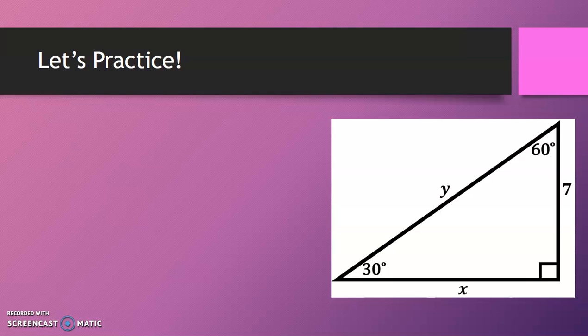So for this first one here, you can see where the 30 degrees are and where the 60 degrees is and where the 90 degrees is. Now across from the 90 degrees is the y. Across from 30 degrees is 7, and across from 60 degrees is x. We want to solve for x and y.